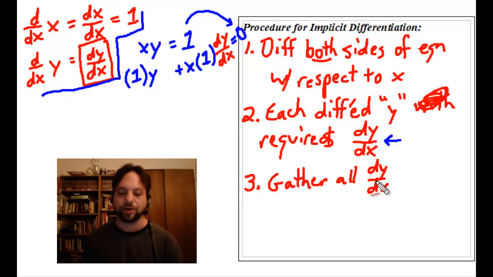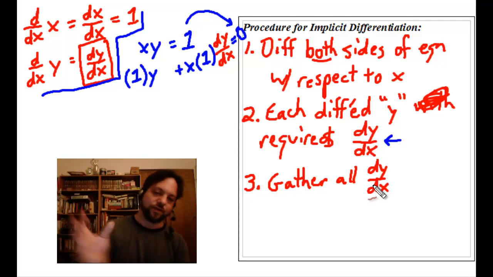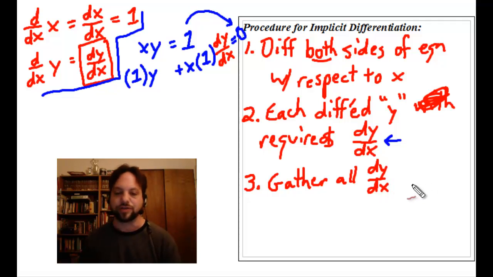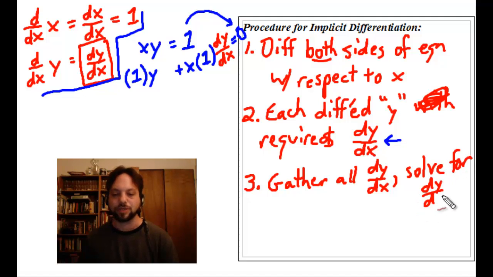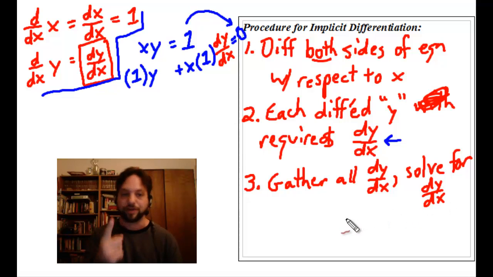And that might require you to factor out a dy dx or do whatever you have to do. So gather all of those together and then solve for that dy dx. Remember, dy dx actually is our derivative, so that's a pretty sweet little thing there. And you think we might be finished.